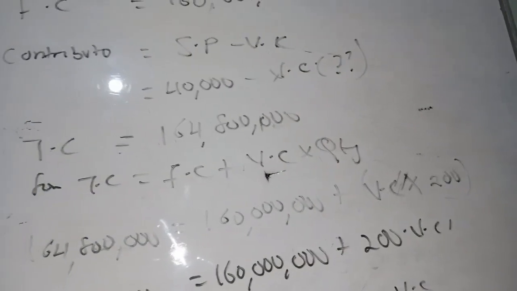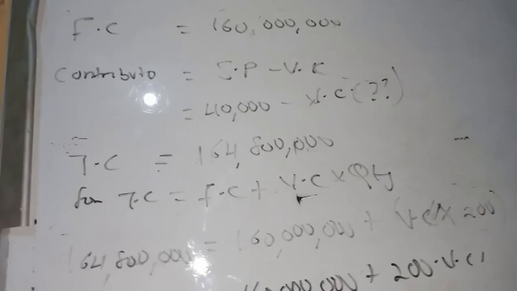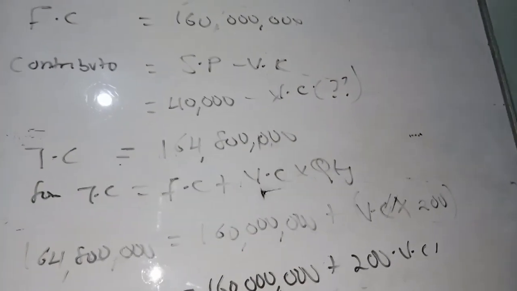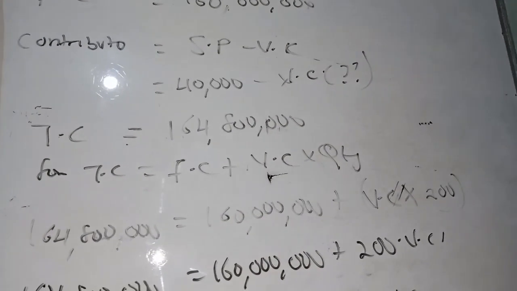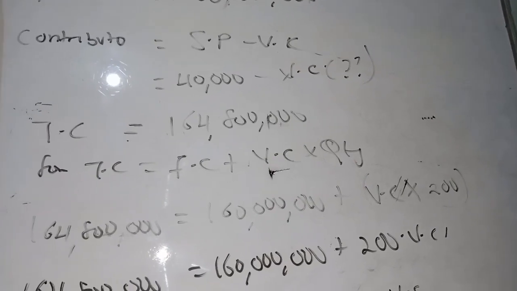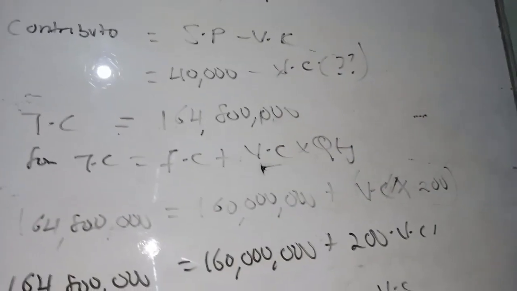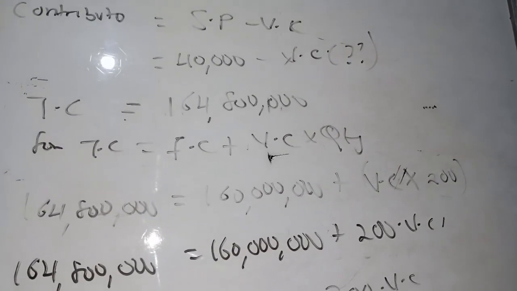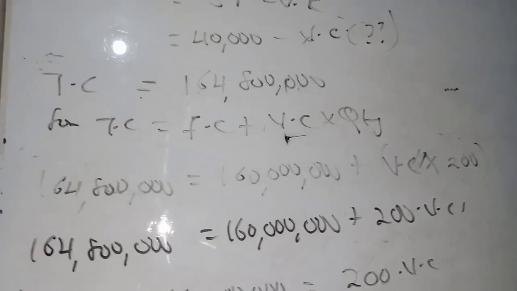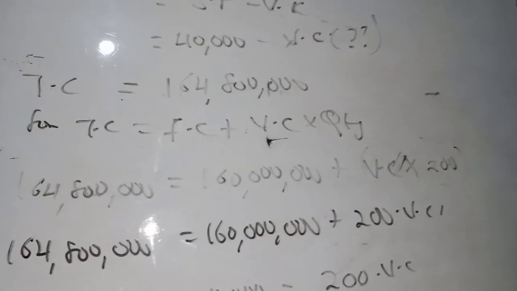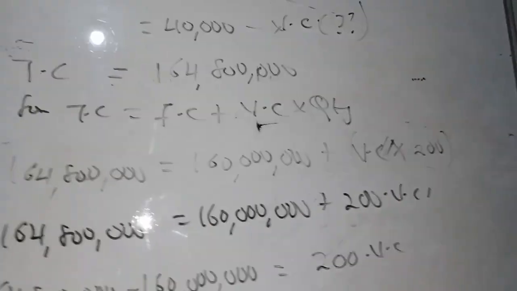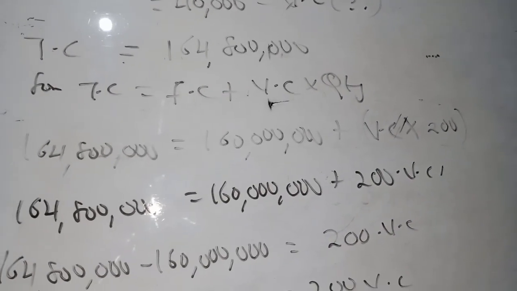That means now, since I have the total cost, I'll be able to find the variable cost. So I know that total cost equals fixed cost plus variable cost times the quantity. Knowing that, and I already have the total cost, I already have the fixed cost, and I already have the quantity that was budgeted before, that means I'm able to get my variable cost.